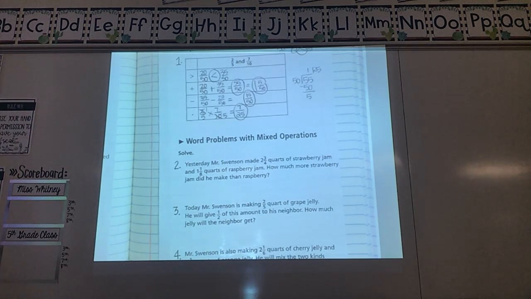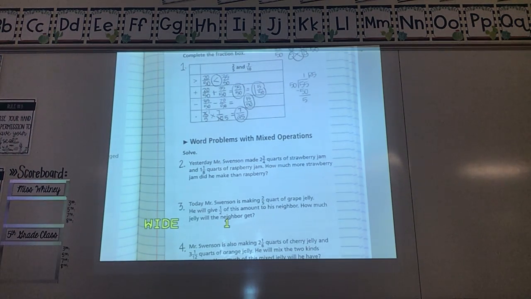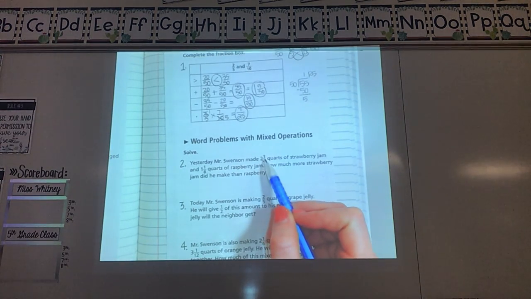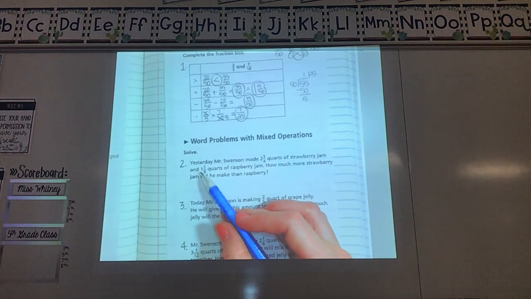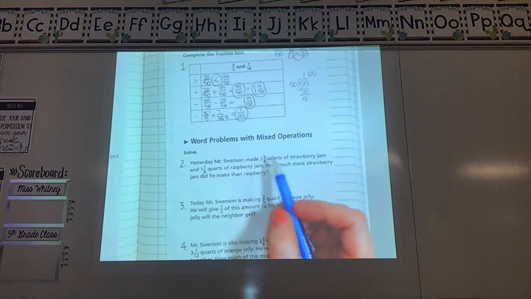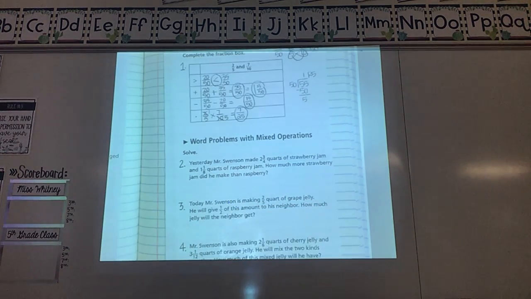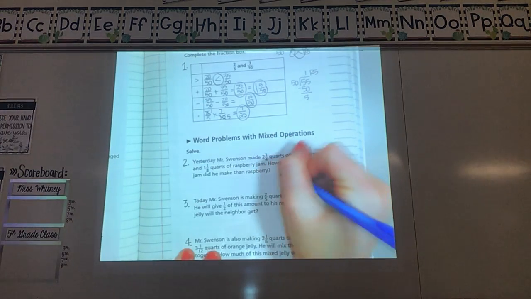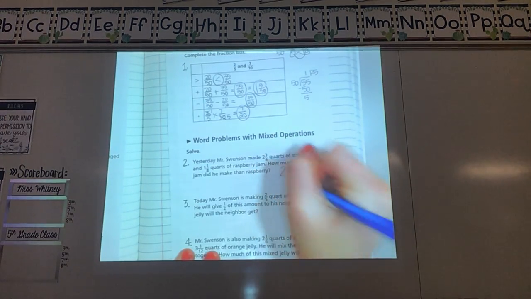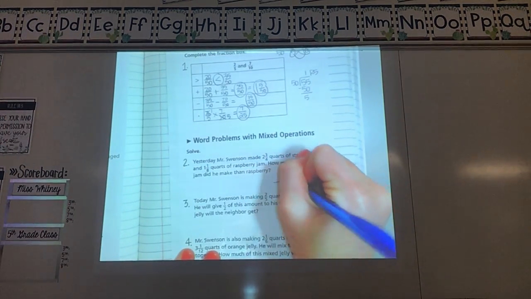So number 2 says, yesterday Mr. Swenson made 2 3/4 quarts of strawberry jam and 1 1/8 quarts of raspberry jam. How much more strawberry jam did he make than raspberry? I want to know how much more is this than this. So I'm going to subtract. Stacking them up, 2 3/4 minus 1 1/8.